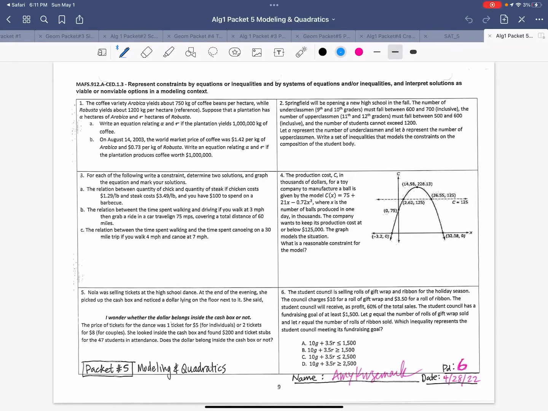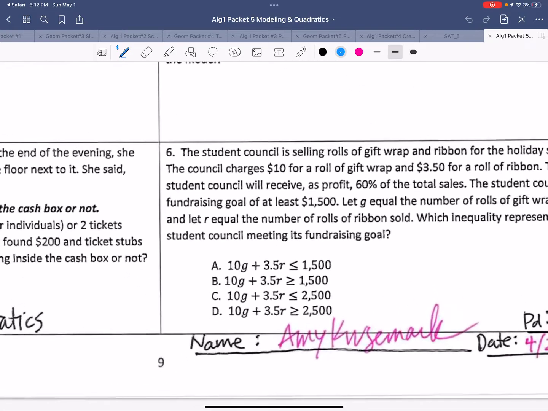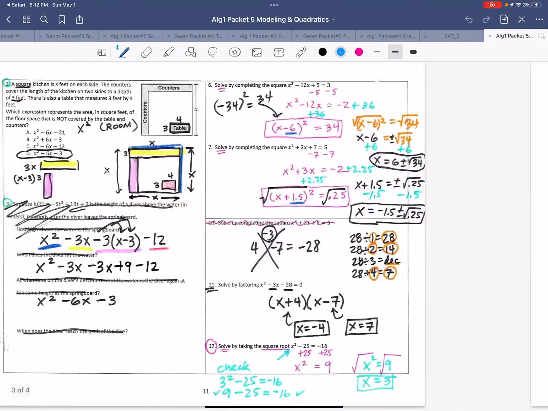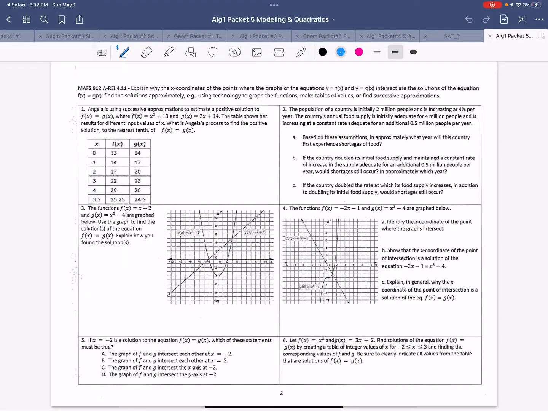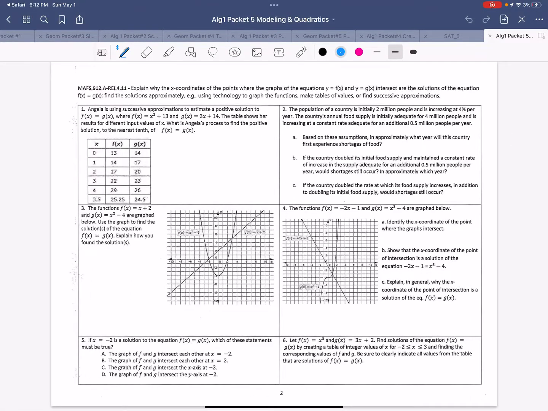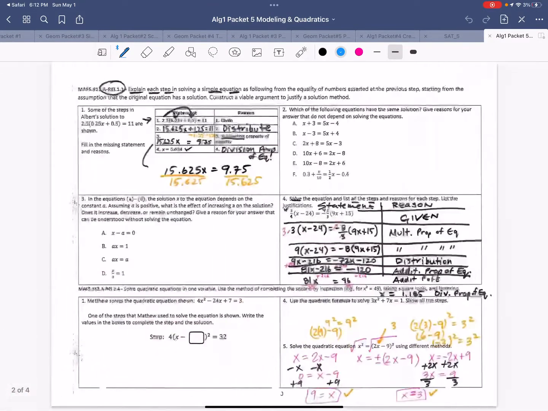Hey guys, we're going to do notes for Packet 5, Modeling and Quadratics. Make sure you have your name on here when you turn in the packet. We took notes on the second page, third, and not the fourth. So we're going to take notes on these two sheets, and then the rest of our packet will be complete.